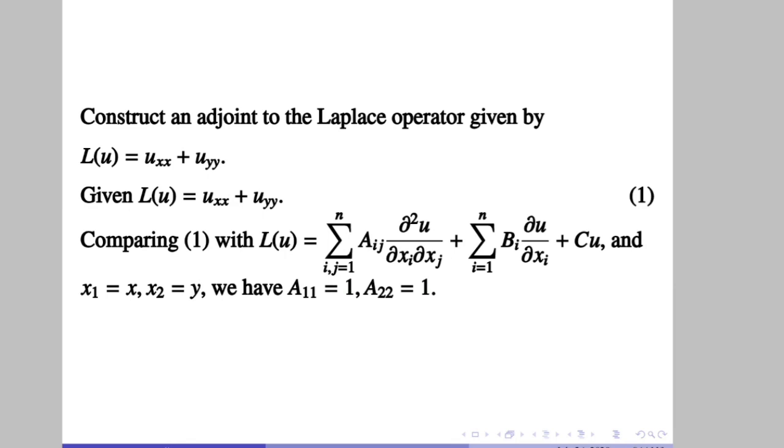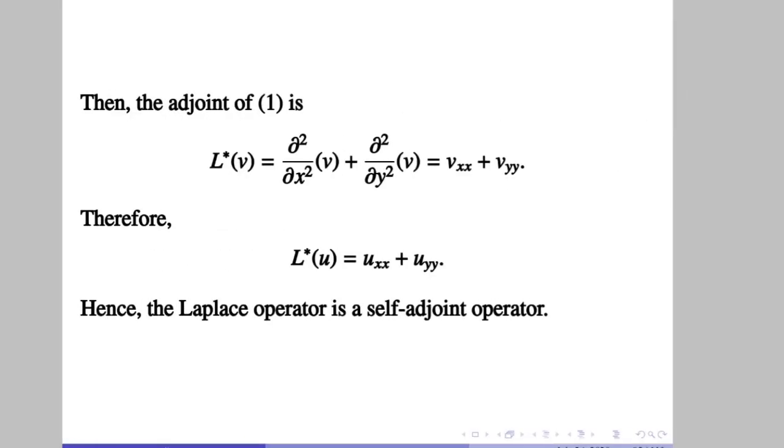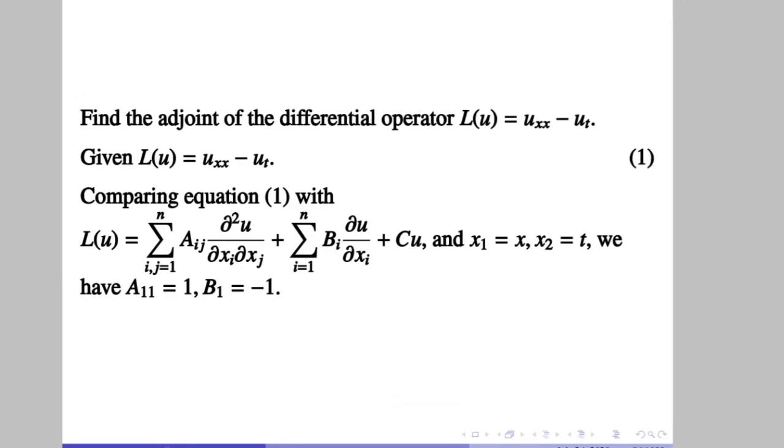Constructing the adjoint operator for the Laplace operator: L of u is equal to uxx plus uyy. Using this relation, we get the adjoint as uxx plus uyy. Hence the Laplace operator is self-adjoint.